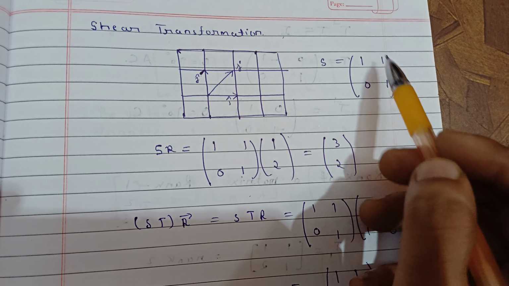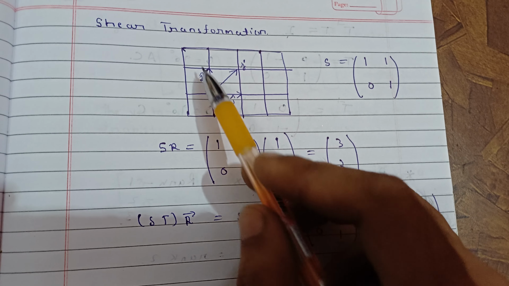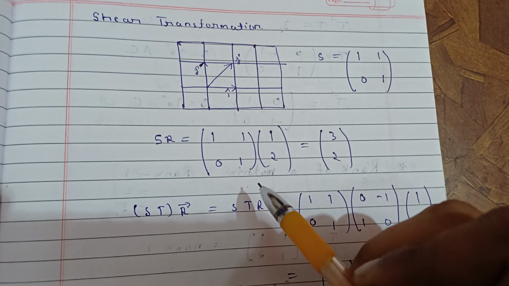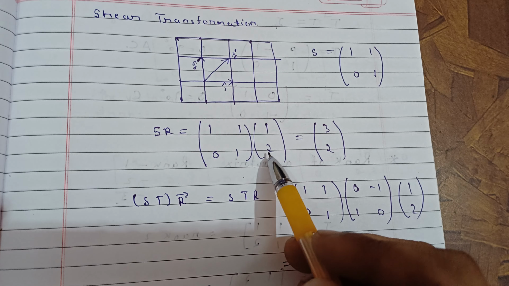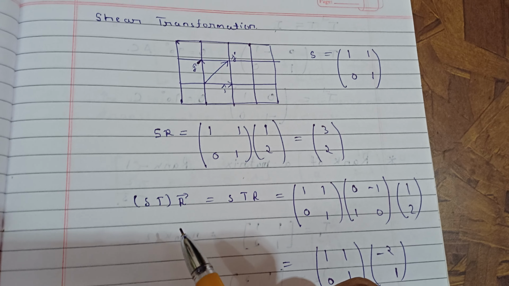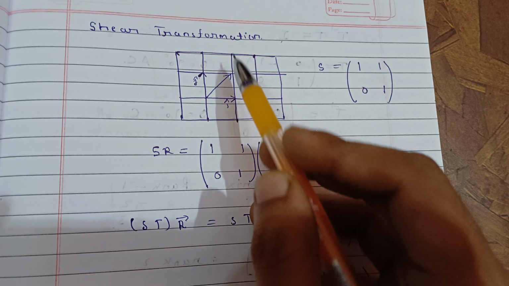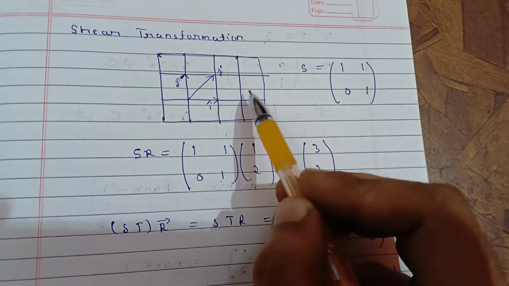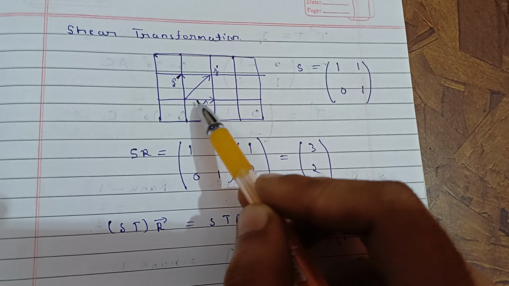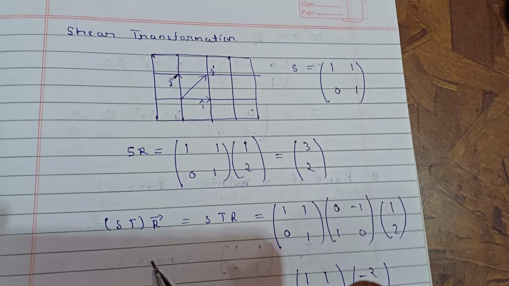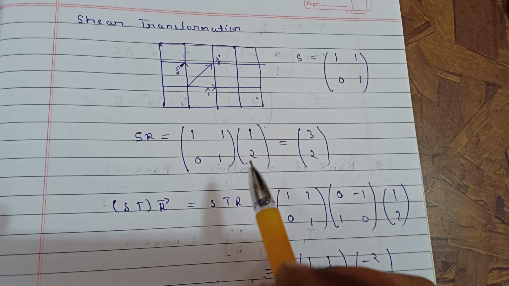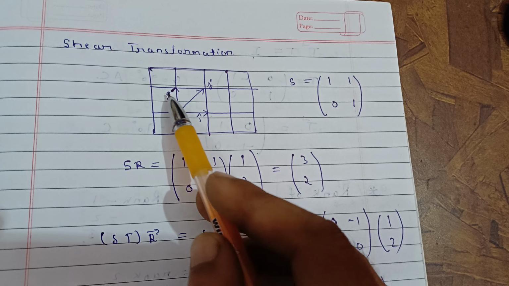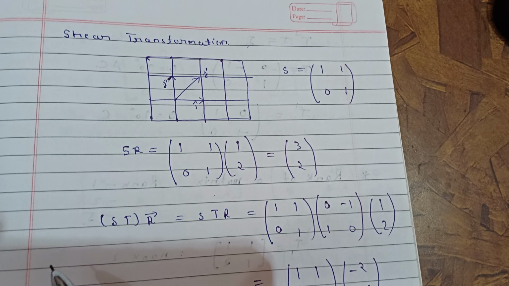Now if you operate this matrix on any vector which is in i j, that will give you the new vector in this i j dash. So let's see, if we apply this to 1 2, it will give you 3 2. It means this vector is 1 and 2 here, and now it will be 3 and 2. So this is just sheared to the right side. That's how this is your new transformation matrix for this kind of space, from the i j space to the i j dash space.